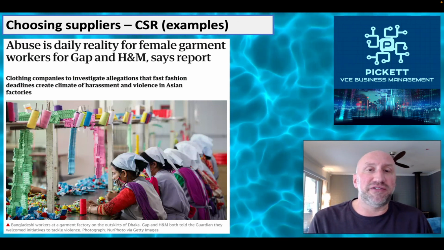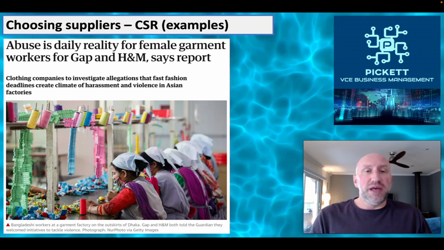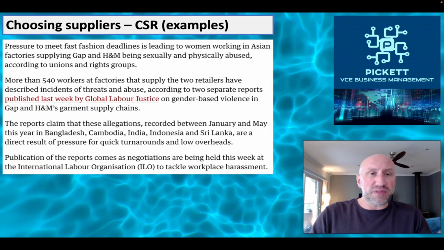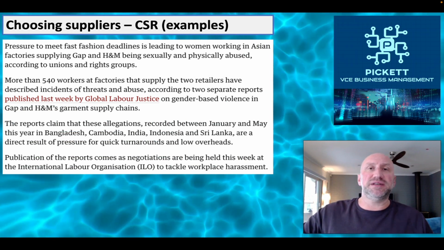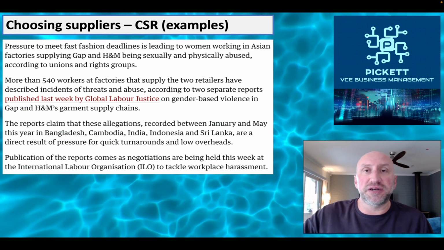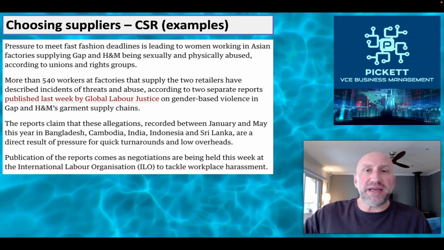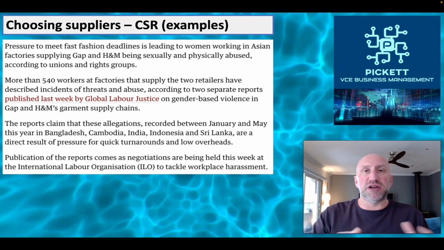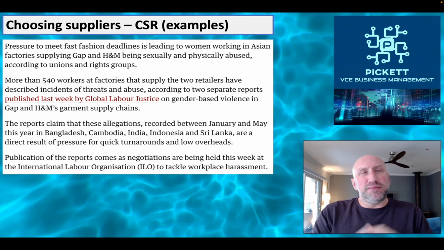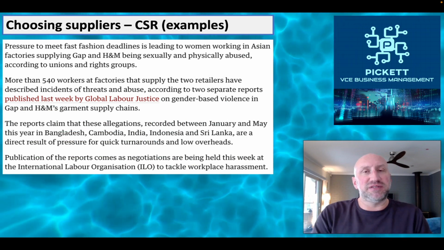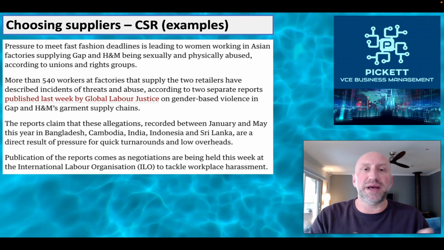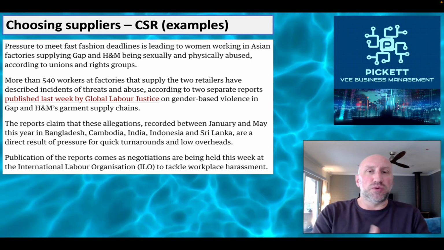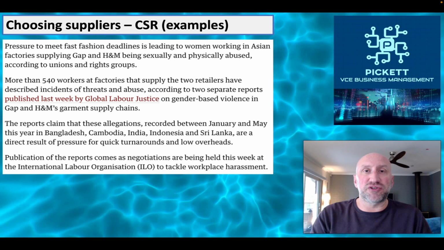Abuse is daily reality for female garment workers for Gap and H&M. Look, basically, here's a little bit more detail you can read through. But look, the rag trade, the garment industry, the clothing industry, for many years has been tarnished with this brush of using suppliers, particularly in parts of Asia, that really do not demonstrate social responsibility in many, many ways. And here we're talking about how they treat their workers.